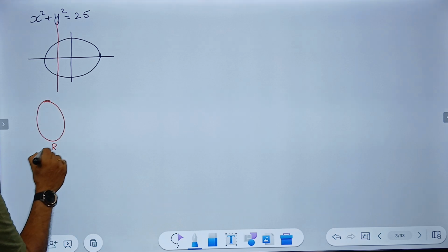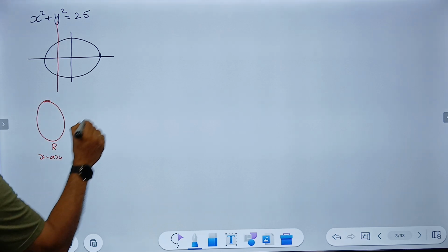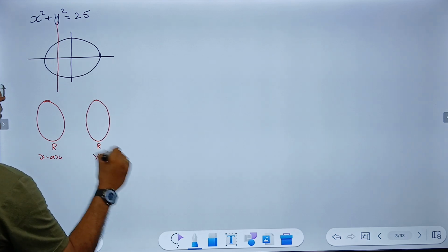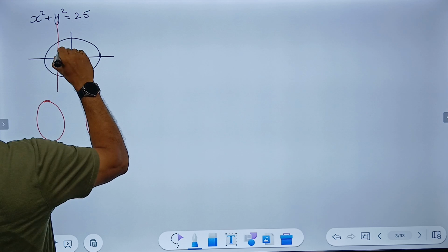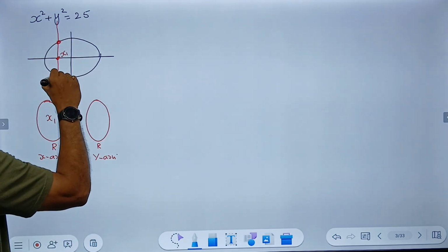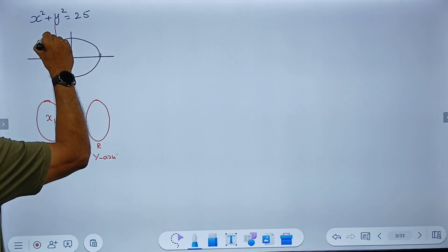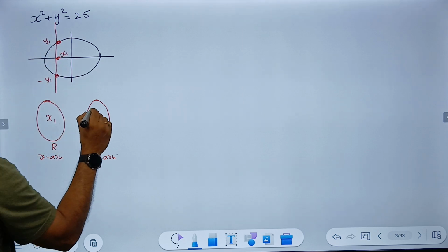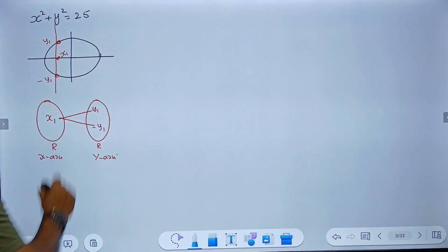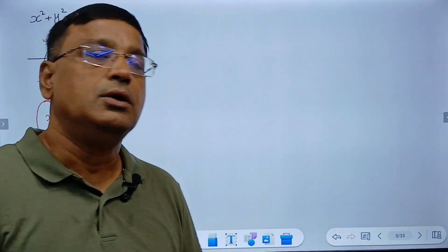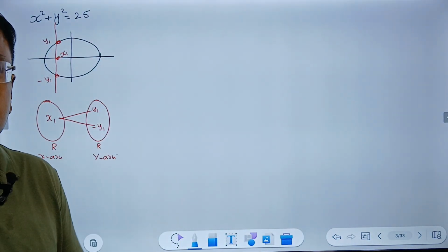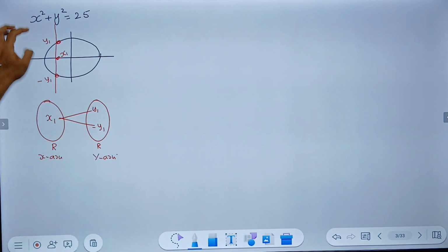The meaning is, see, this is the set of all real numbers, your x-axis. And this is the set of all real numbers, which is your y-axis. So for one value of x, let me call it x1, you have two different values of y. What are they? y1 and say minus y1. Correct? So it violates the definition of a function. So clearly x squared plus y squared equal to 25 is not a function. And how did I verify? I used the vertical line test.